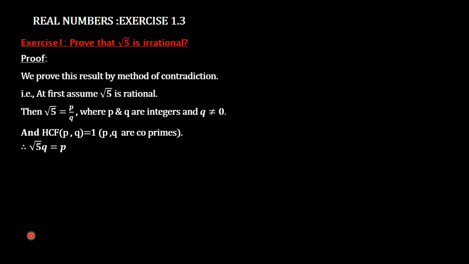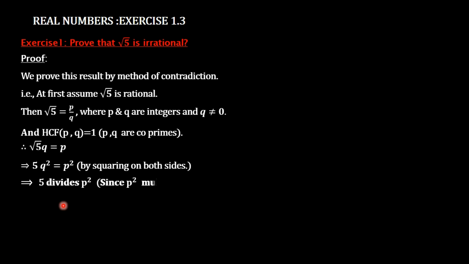On squaring both sides, we will get 5q square equals p square. What does this imply? 5 divides p square, or p square is a multiple of 5. As in the previous cases, 5 divides p square, since p square is a multiple of 5. Then, what does this imply? 5 divides p by the theorem.